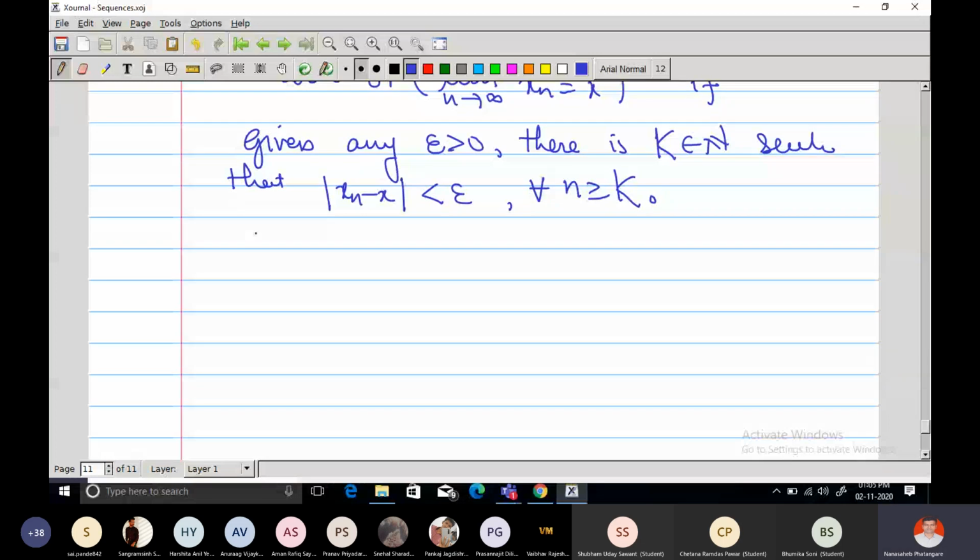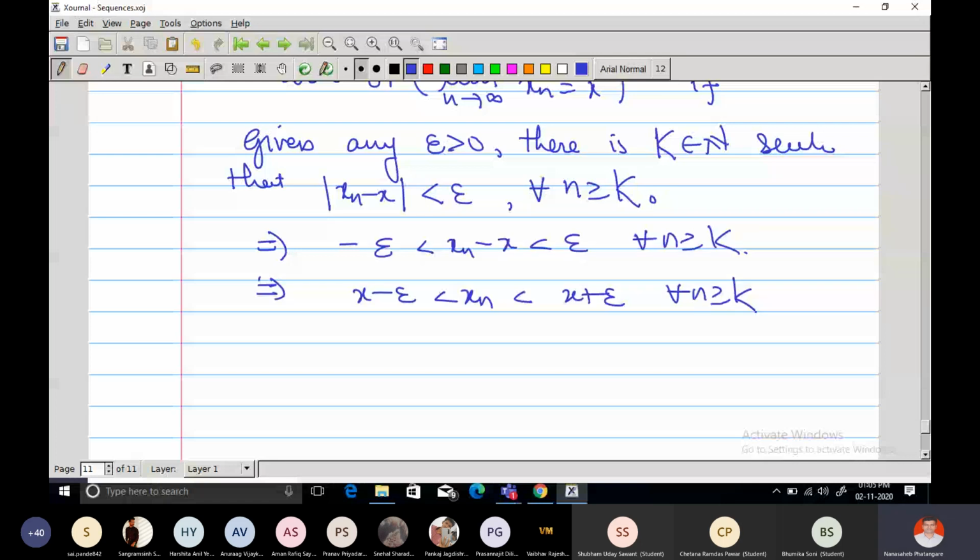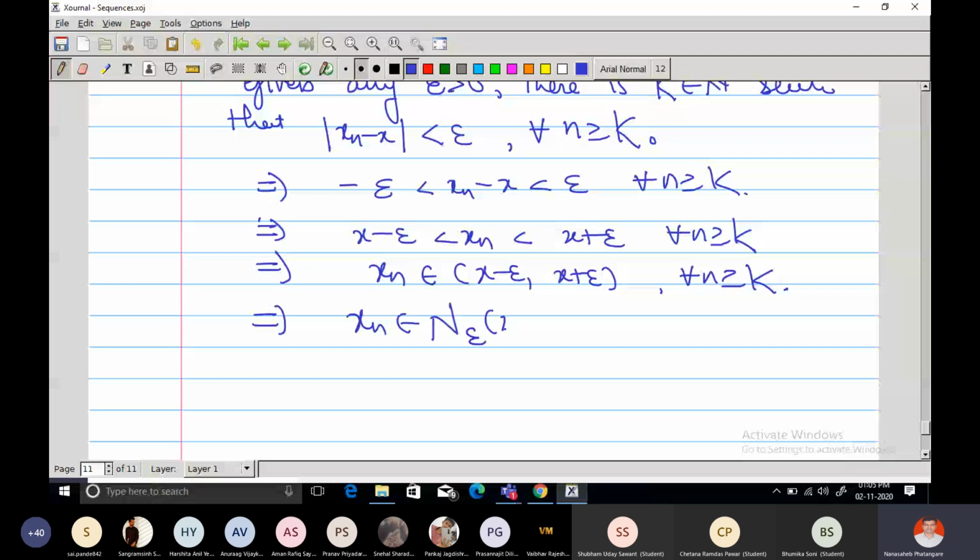Yes, sir. So this I can further extend. The distance between xn and x is less than epsilon for all n greater than or equal to k means minus epsilon is less than xn minus x, which is less than epsilon, for all n greater than or equal to k. Am I right? Yes, sir. Whatever I have written, is it clear? Yes, sir.